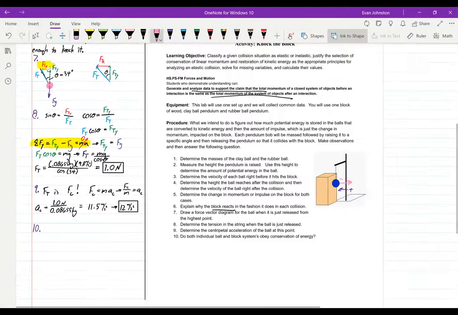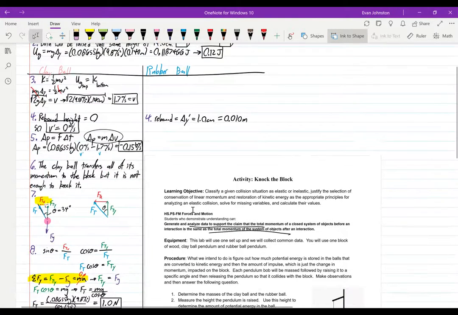And good luck with finishing this. It should not take too long. Don't overthink it. The steps are pretty much the same. Thanks.